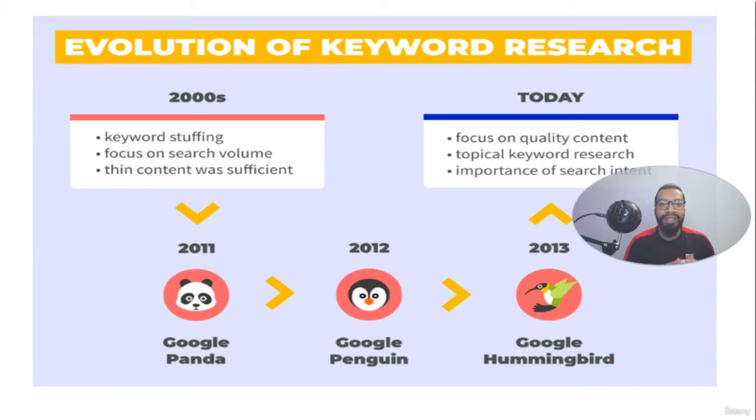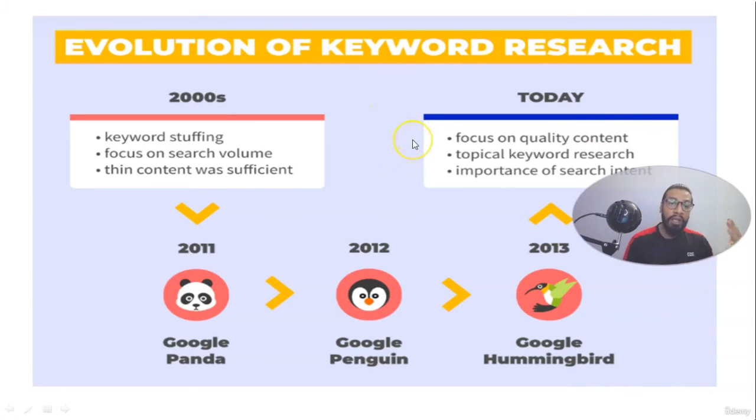So here you can see the evolution of keyword research. In the 2000s, SEO was more about keyword stuffing, focus on search volume, and thin content was sufficient. So these are the updates of SEO: Google Panda, Penguin, Hummingbird, and then today's world, 2020. You need to focus on quality keywords, on topical keyword research, and on the importance of search intent.